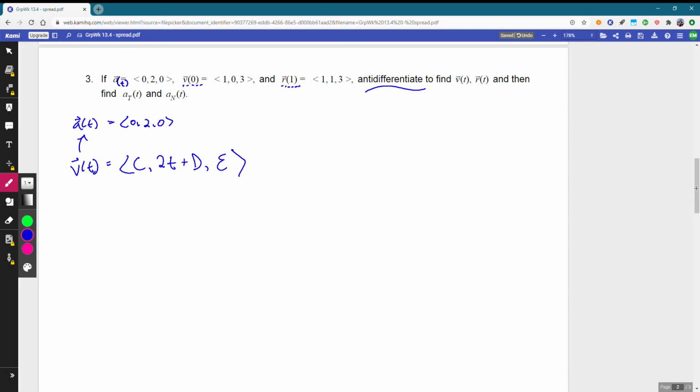But we can find what those three constants need to be from the fact that velocity at time 0 needs to be 1, 0, and 3. Looking at that, comparing what we have over here, if we plug in 0, we need our c to be 1. We plug in 0, we'll get 0 over here, so we'll just get d, and so d should be 0, and e should be 3. So 1, 2t, 3 is our velocity function.